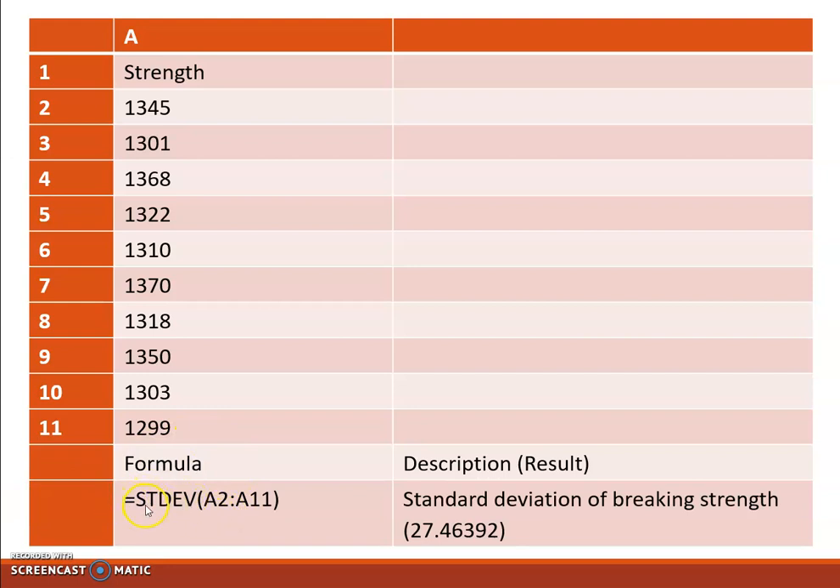Equal to STDEV bracket A2 colon A11. So I started from A2 till A11, and at the result cell I would get the answer as 27.46392, which is the standard deviation of the given data.